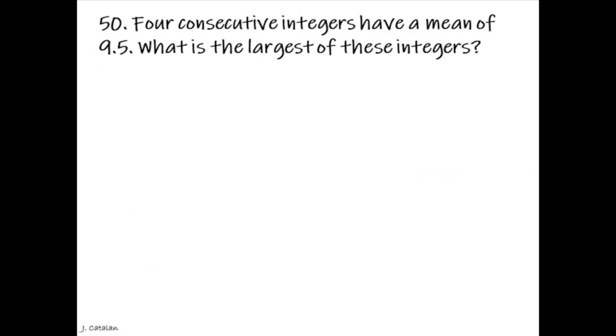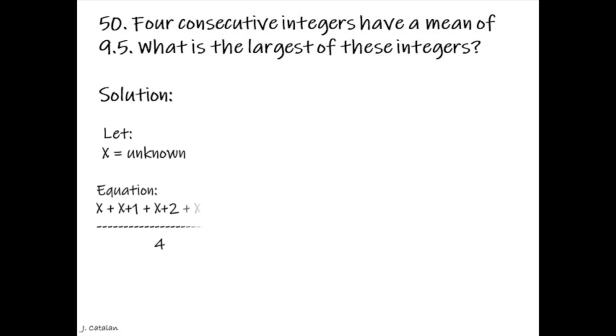Four consecutive integers have a mean of 9.5. What is the largest of these integers? Solution. Let x equal the unknown. Equation. x added by x plus 1 added by x plus 2 added by x plus 3, divided by 4, is equal to 9.5.